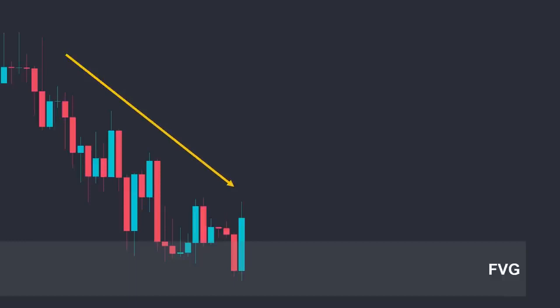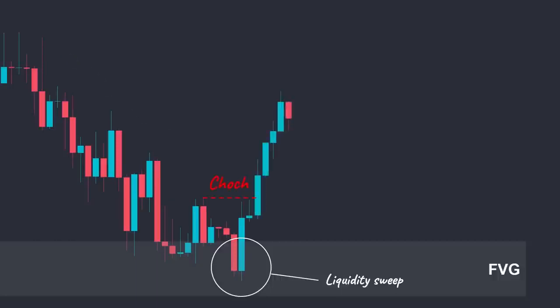To identify this reversal, we pay attention to liquidity sweep patterns and changes in character. A valid liquidity sweep below this low shows that a possible reversal is coming, and if the price breaks above this high, we have a valid change of character. After the reversal is confirmed, here is how we execute the trading setup.